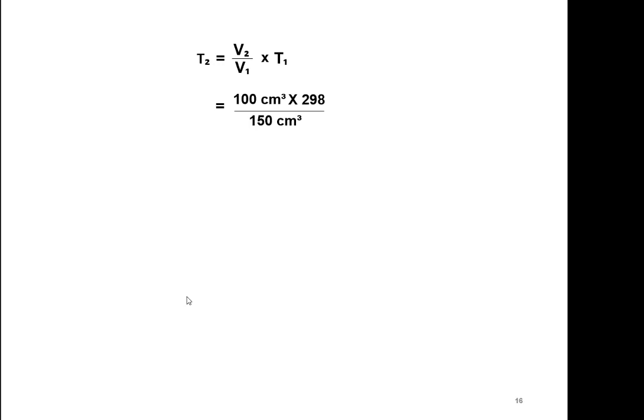V2 is 100, V1 is 150 and T1 is 298. The answer is 198.6 Kelvin. So this is the answer in Kelvin.